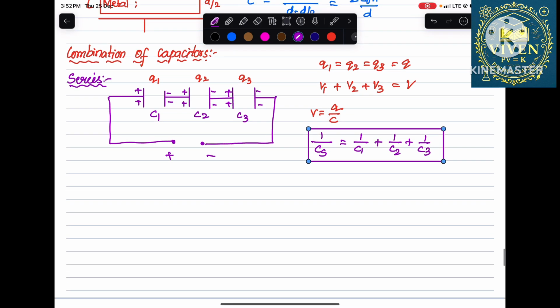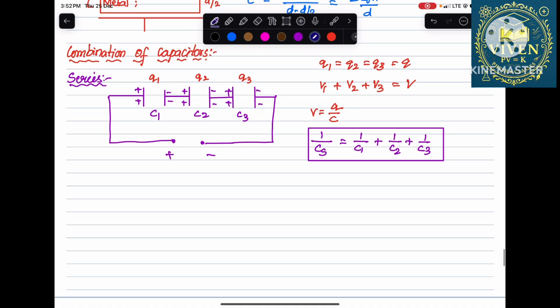And remember, I would like to give you some note points which will make it easier for you to understand. That is, C series will always be less than the least of C1, C2, and so on. With n number of capacitors connected in series, the equivalent capacitance C series is going to be lesser than the least capacitance.